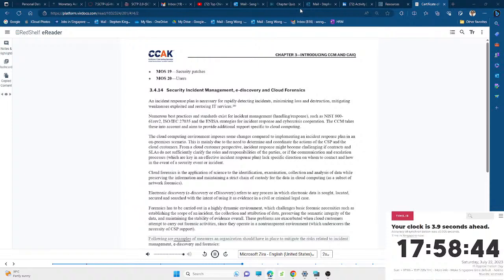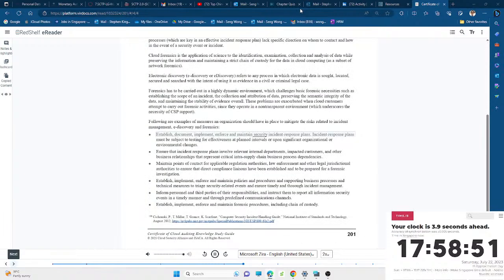Following are examples of measures an organization should have in place to mitigate the risks related to incident management, e-discovery, and forensics. Establish, document, implement, enforce and maintain security incident response plans. Incident response plans must be subject to testing for effectiveness at planned intervals or upon significant organizational or environmental changes.